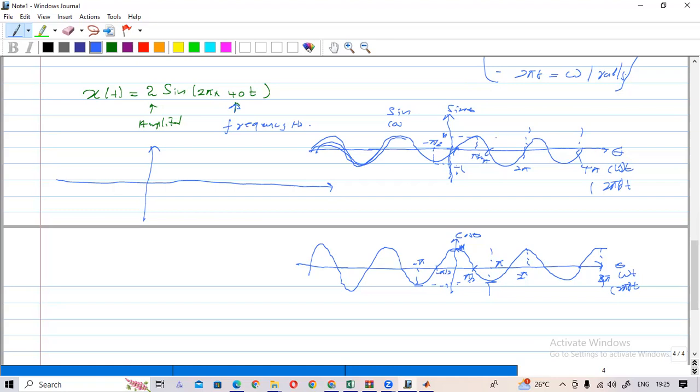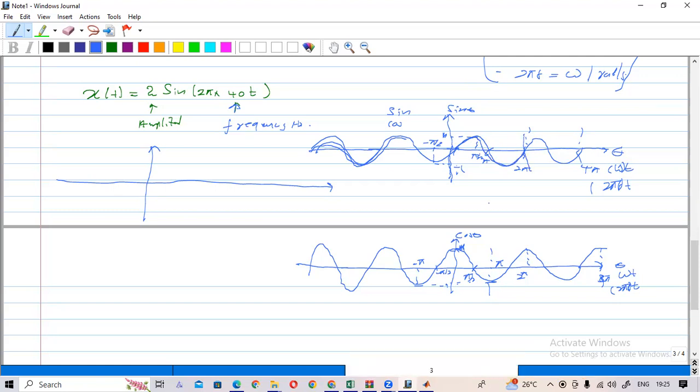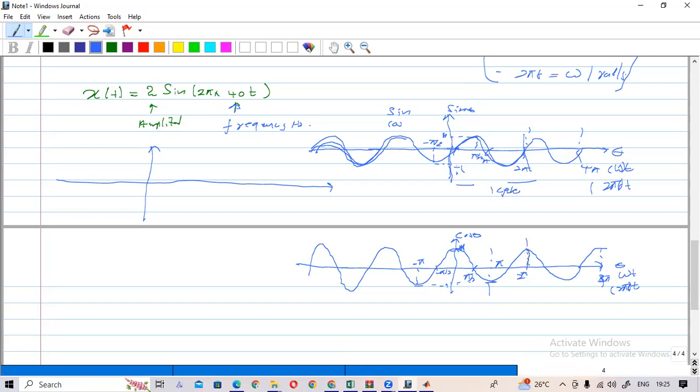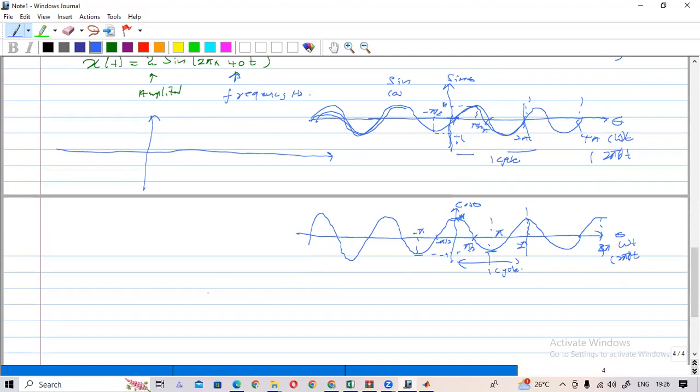If you consider the sinusoidal signal, this is one cycle. This is one cycle. This is one cycle. If you are using a cos signal, this is one cycle. So very easily you can draw the signal if you know the frequency. The frequency here is 40 hertz. That means the number of cycles per second. This is the frequency: the number of this kind of cycle per second. So that is 40 hertz.